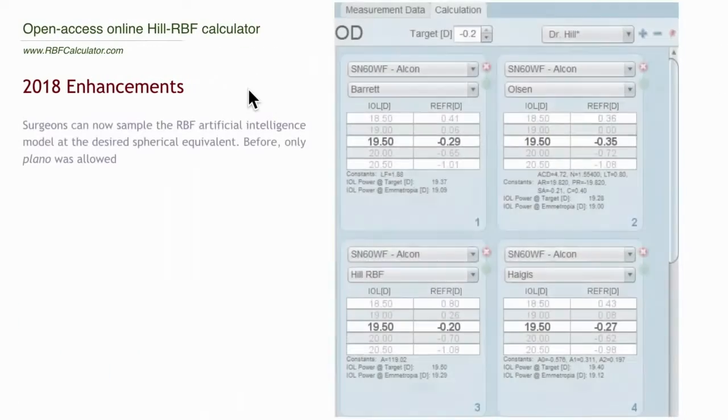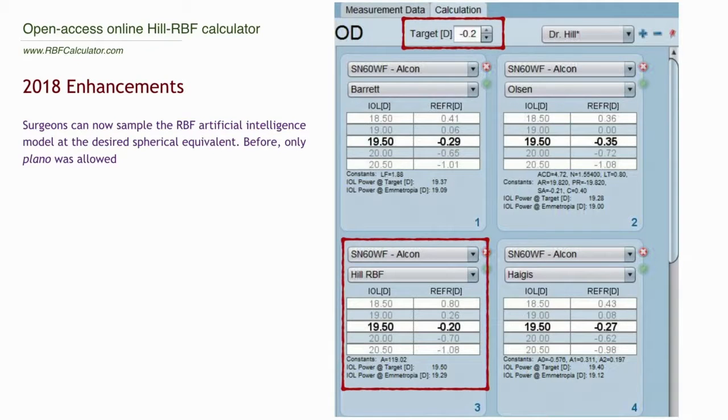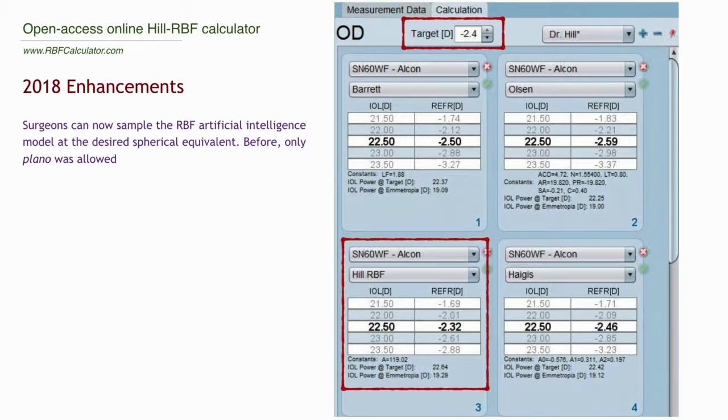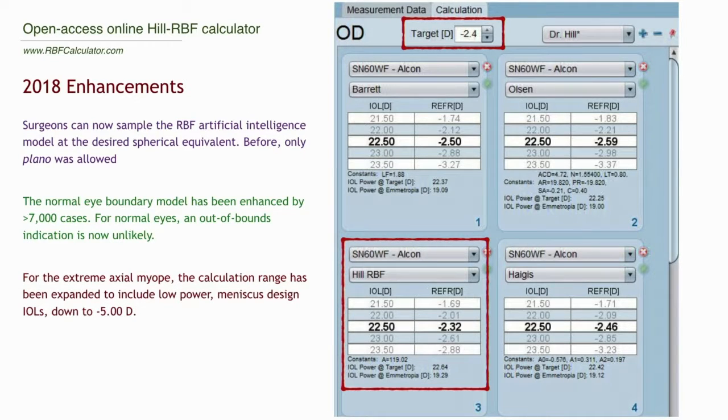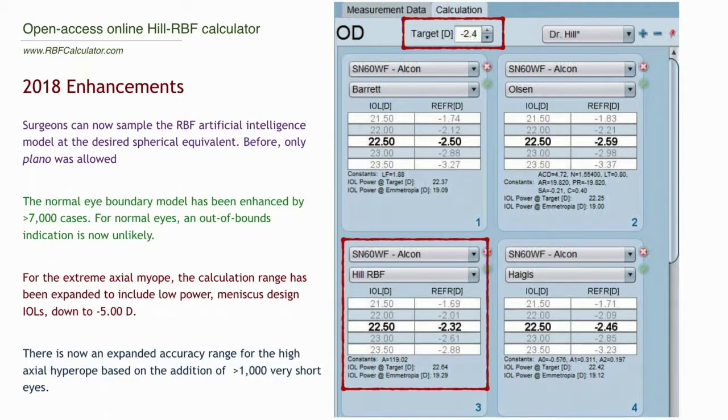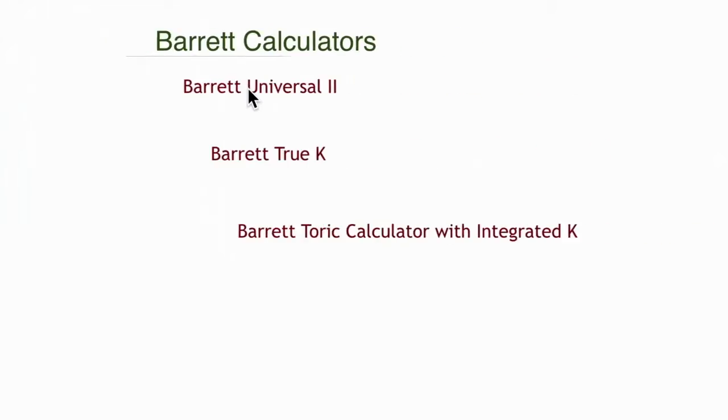So the enhancements for Hill RBF is that now in 2018 you can actually aim for myopia. Here's minus 1.3 or minus 2.4. You see that it changes the power of the lens. We've got so many eyes now with 7,000 more cases that out-of-bounds calculations for normal eyes is unusual. Axial myopes are better, and we can go down to minus 5 lenses, and we've expanded the hyperopic range now with another 1,000 eyes.